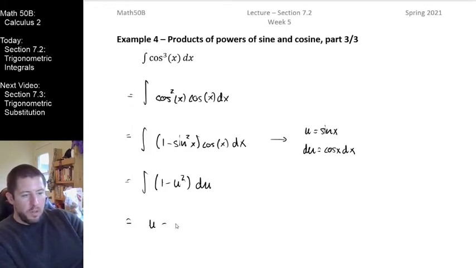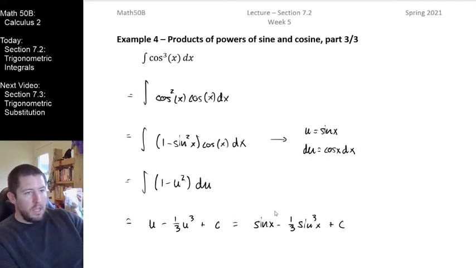So we're going to get u minus 1/3 u cubed plus c. And we just have to plug back in our sine: sine of x minus 1/3 sine cubed of x plus c. So it looks like this cosine cubed one was something we could have done.